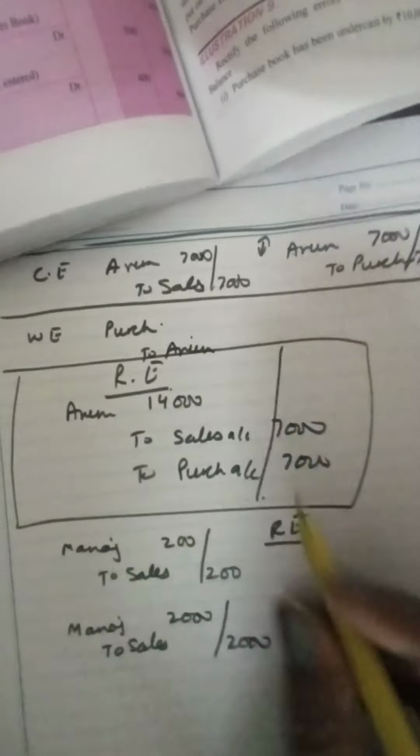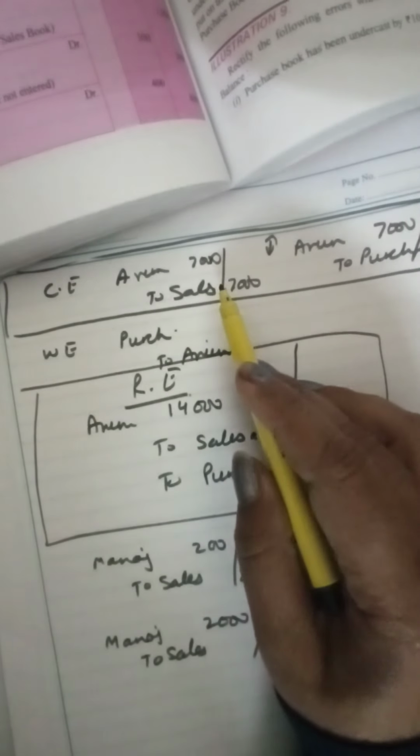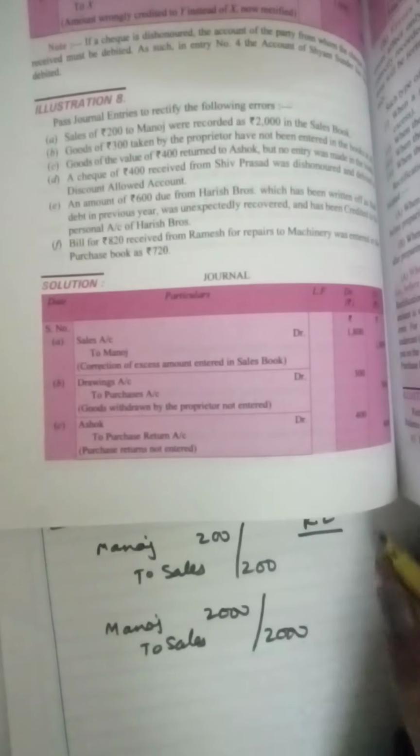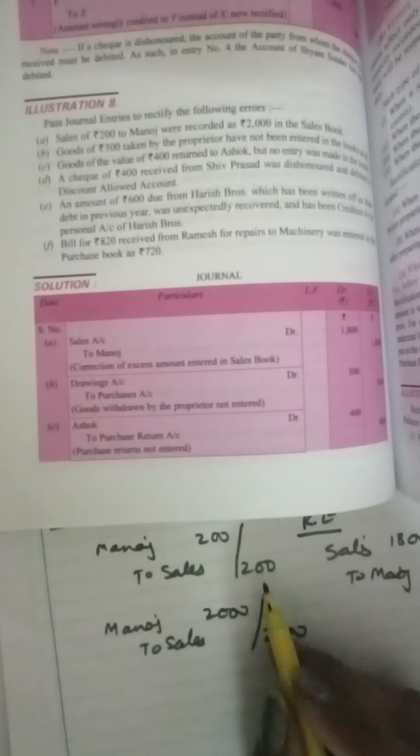The rectifying entry will be the reverse of the wrong entry. That is what I told you here. When the entry amount is taken less, we reverse the correct entry. When the amount is taken more, we reverse the wrong entry and pass the difference. Sales to Manoj with the difference 1800. 2000 minus 200 is 1800. Sales account debited with 1800.